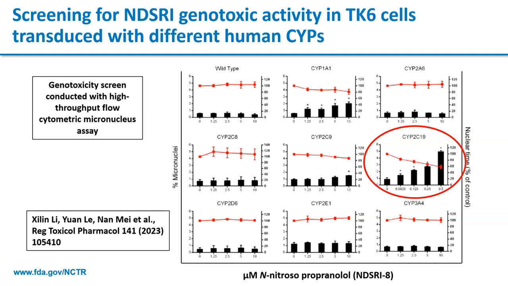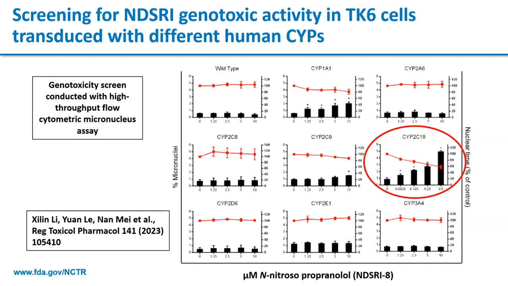Doing mutation assays with 14 strains of cells is a little impractical. So what Shilin did in the N-nitrosopropanolol study is to screen for genotoxicity in the CYP expressing lines that most likely activate nitrosamines. The screening involved using the relatively high throughput flow cytometry-based micronucleus assay. Those responses for 9 cell lines are shown on the slide: 8 lines transduced with a single CYP, along with the parental non-transduced TK6 cell line.